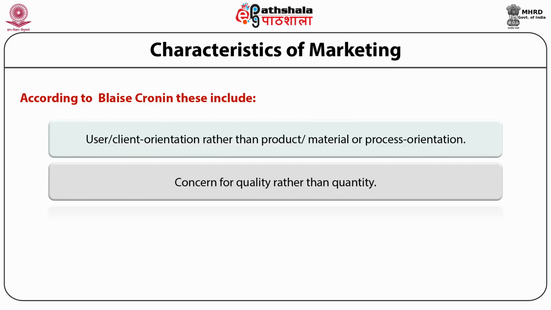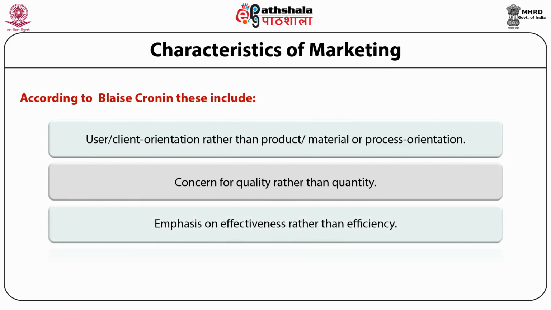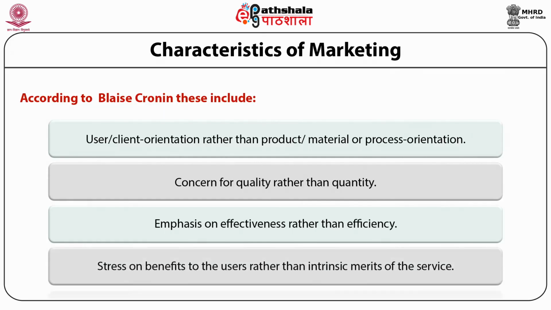Another characteristic could be emphasis on effectiveness rather than efficiency. One may be efficient in providing a service, but the service may not be as effective. Therefore, this characteristic speaks more about the effectiveness of the service or the product. So effectiveness is the core aspect of this characteristic. Yet another characteristic is that there should be stress on benefits to the users rather than intrinsic merits of the service. Whatever service or product is delivered to the user, it must be beneficial to the user or the user group or that particular segment of the user.